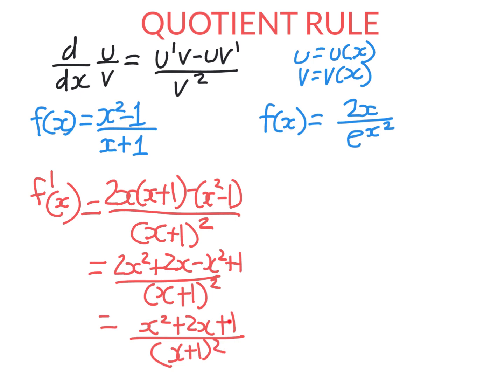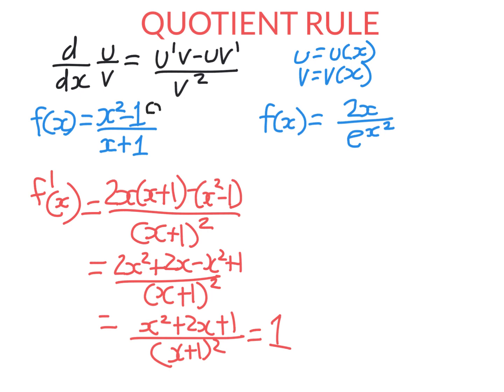But this is actually (x plus 1) squared. So the derivative is actually (x plus 1) squared over (x plus 1) squared. So (x plus 1) squared over (x plus 1) squared is just 1. The derivative here is 1. And that's because there was an easier way to do this.